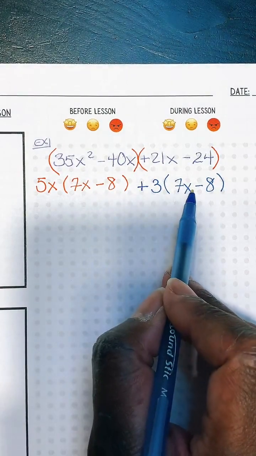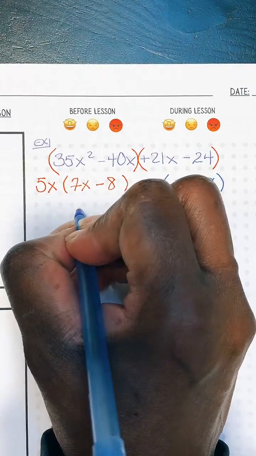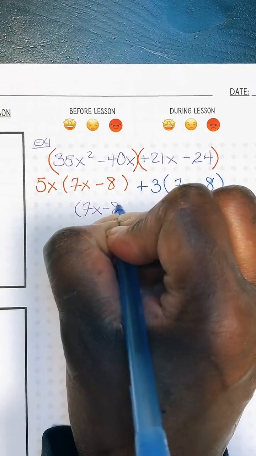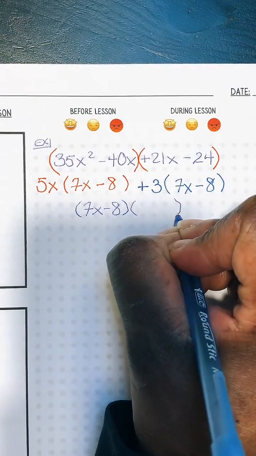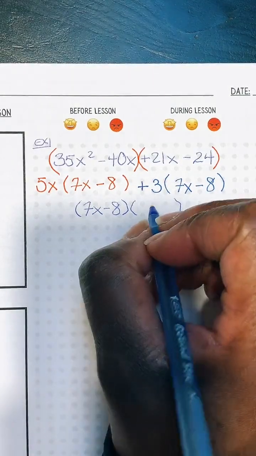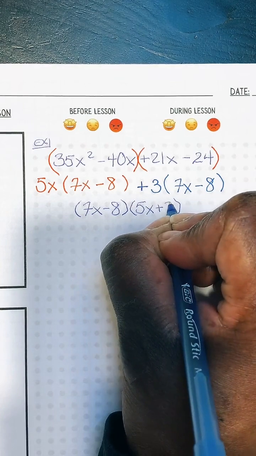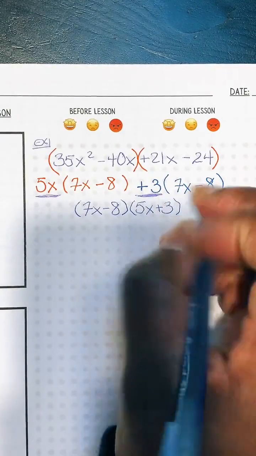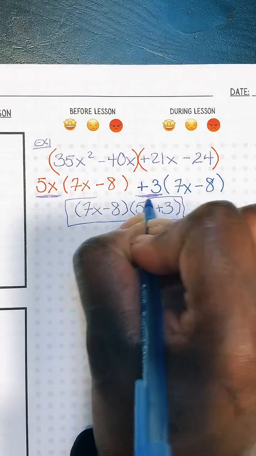So inside the parentheses, that's your GCF for this line. So we're going to pull that down. So our 7x minus 8, that's our GCF. And then what remains will be in the other parenthesis, which is 5x plus 3. There's my 5x, there's my plus 3, and that goes inside of that parenthesis.